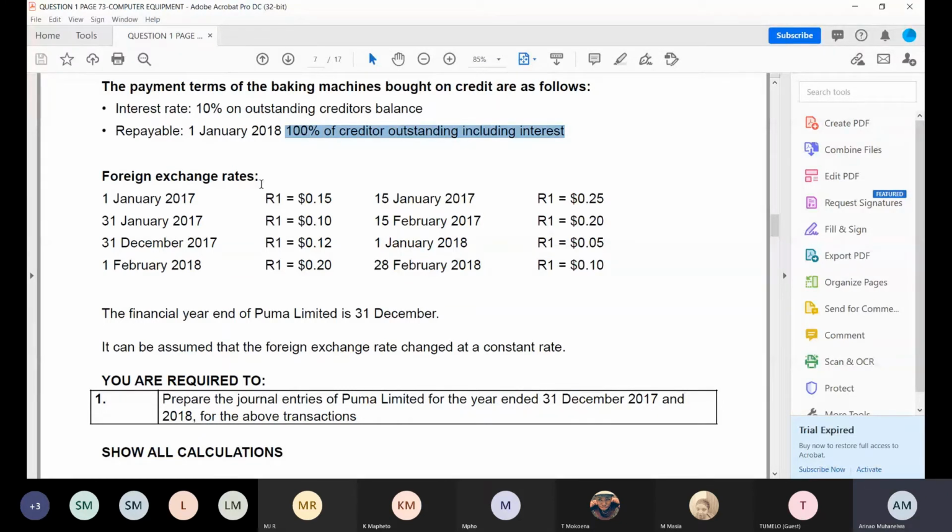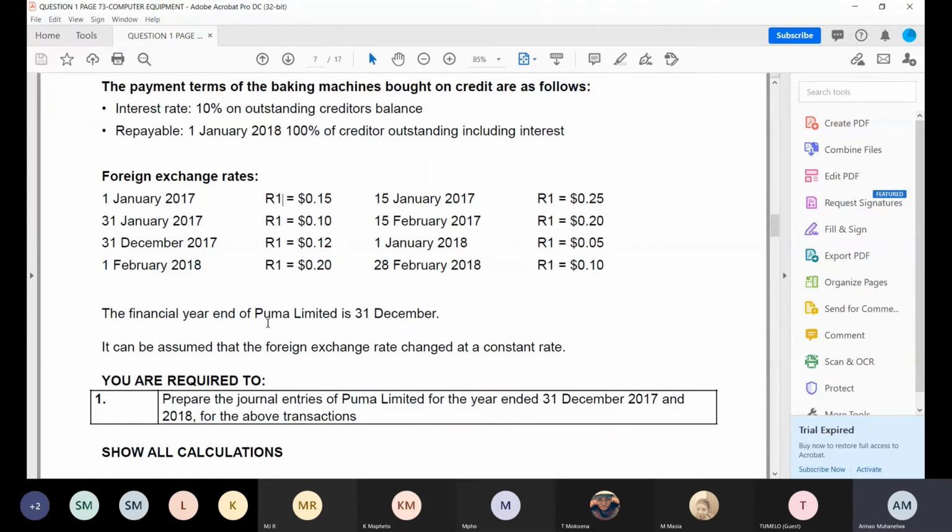Then they provide us with the foreign exchange rate. Again, the other thing to look for is that it's rand to dollar. It's rand to dollar. So that means that every conversion that we're going to do will be divided. Very important, because if you miss that and apply it the other way around, you multiply, in this case, everything that you convert, you're going to get it wrong, and you may end up not getting even a single mark. So be on the lookout. Make sure you understand that this is rand to dollar, and rand to dollar we divide.